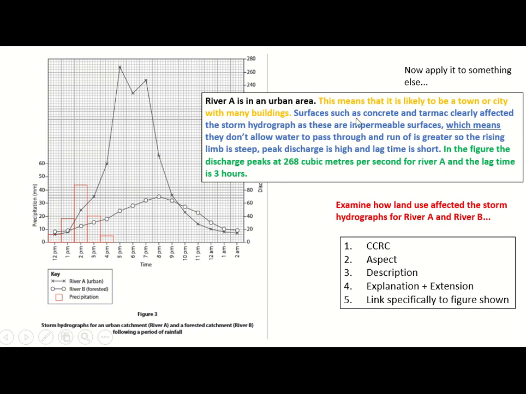Trees absorb moisture through their roots and intercept it, slowing it down. This means it is less likely that water will run off, taking a greater time, or lowering the peak discharge and increasing the lag time. In the figure, you can see the peak discharge is approximately 70 cumecs, and the lag time is about 6 hours. There you go. So it's twice the time it takes.